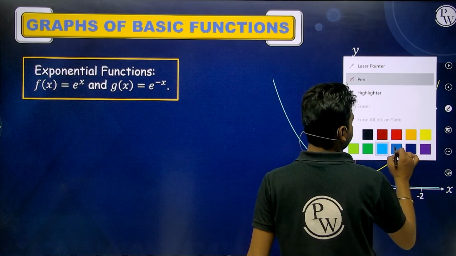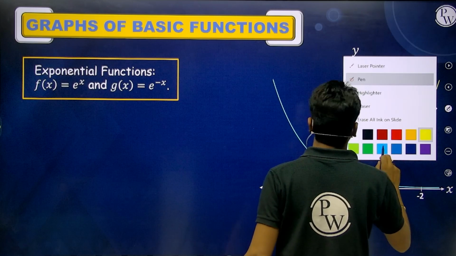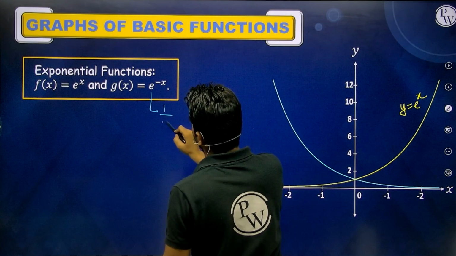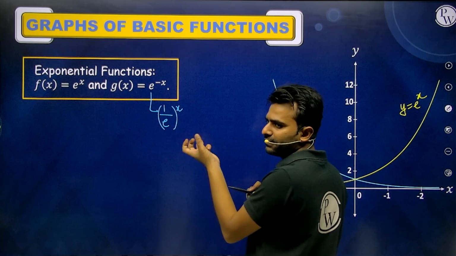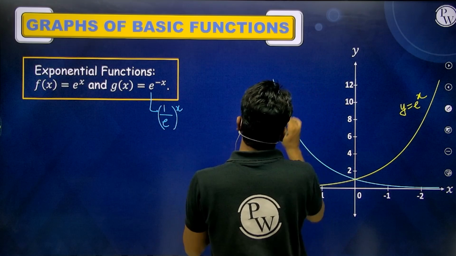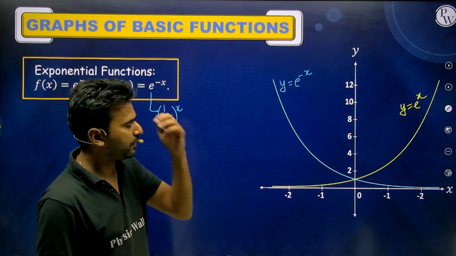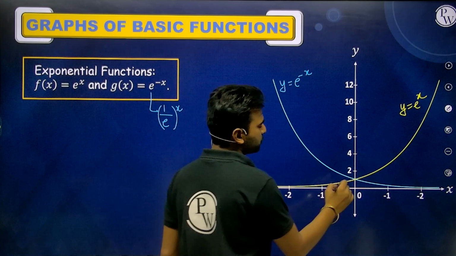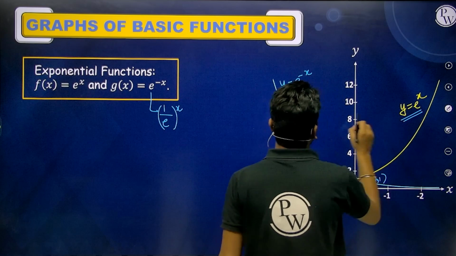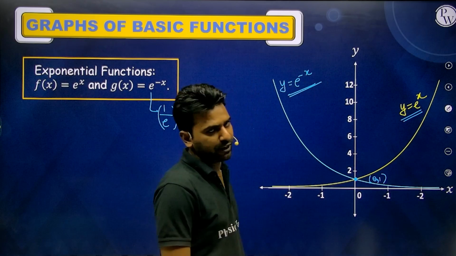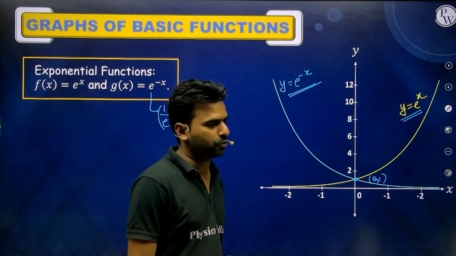So this is y equal to e to the power x, and e to the power minus x can be rewritten as 1 by e to the power x. That means the base is 1 by e, which is 1 by 2.71 roughly. So the base is lesser than 1 and greater than 0. That's why the graph will be forming like this. So this is nothing but the graph of y equal to e to the power minus x. Both of these graphs meet whenever x is equal to 0 and y is equal to 1, because if you put x equal to 0 in both, you get the value of y as equal to 1 only. So the common point between these two graphs is 0, 1.